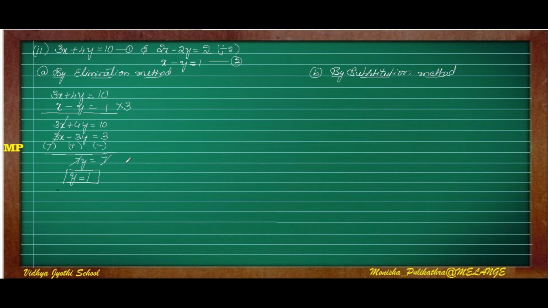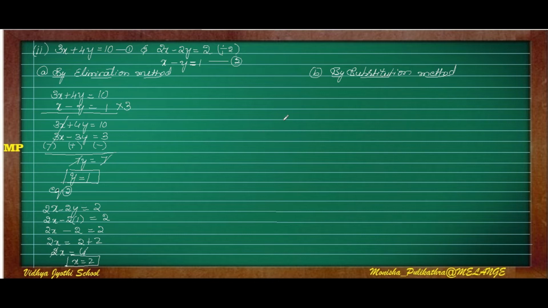So this value of y, 1, we can substitute in the first or the second equation. Here I will be using the second equation, equation 2. Equation 2 is 2x minus 2y is equal to 2. In the place of y, you have to substitute 1 here. So 2x minus 2 is equal to 2, 2x is equal to 2 plus 2. So 2x is equal to 4, so x is equal to 2. Here x is equal to 2 and y is equal to 1.